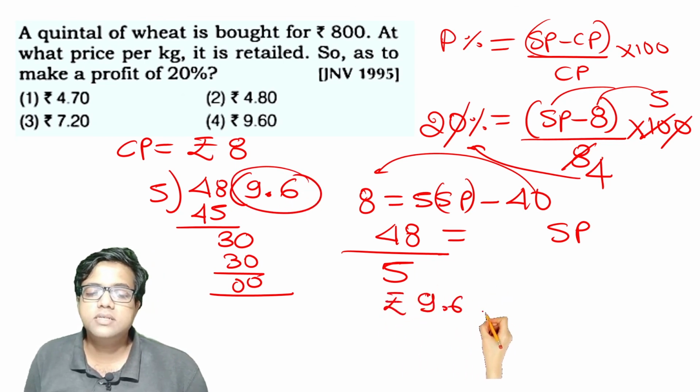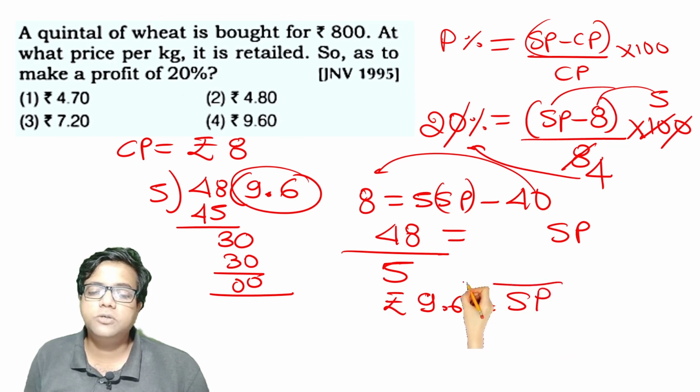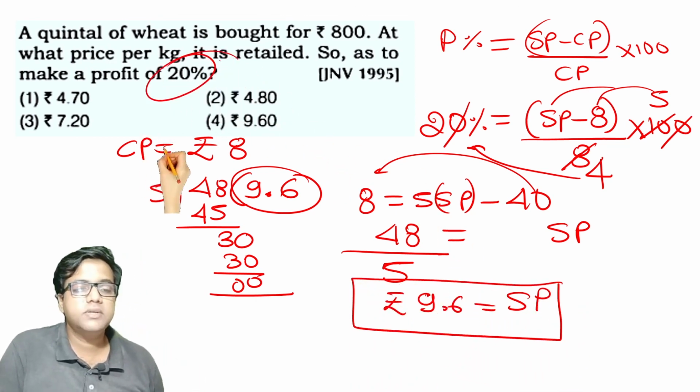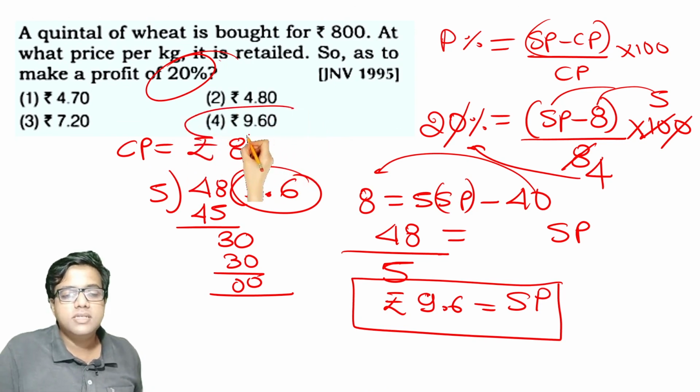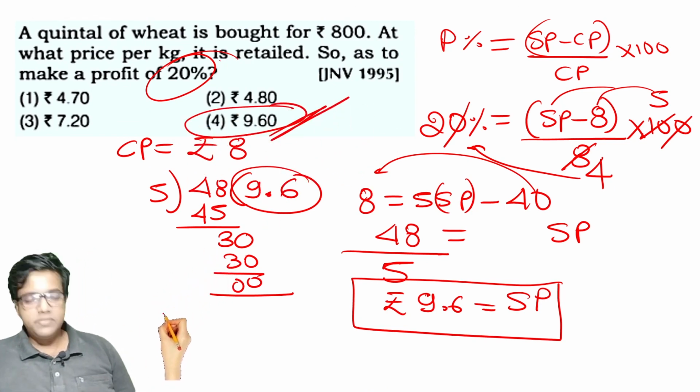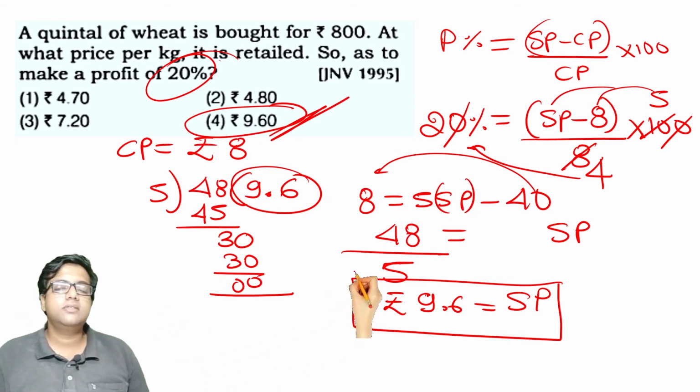9.6 rupees should be the selling price per kg of wheat in order to gain 20% profit. 9.6 is available in option 4. Option 4 is the right answer for this question.